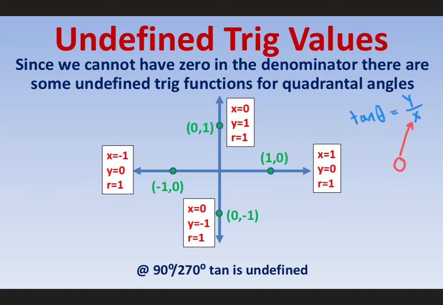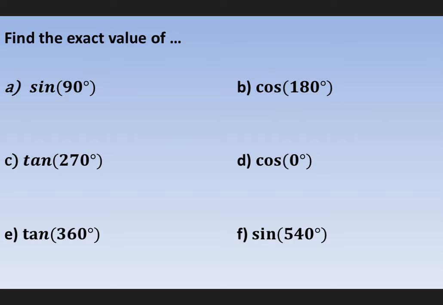It's only when the x value is 0, like at 90 and 270, that we have an issue, and that's where tangent ends up being undefined. At the other 2 places, tangent is 0. 0 over 1 is 0, so 0 on top is okay. It's just when the x value is 0, when the bottom number would become 0, that we run into an issue.